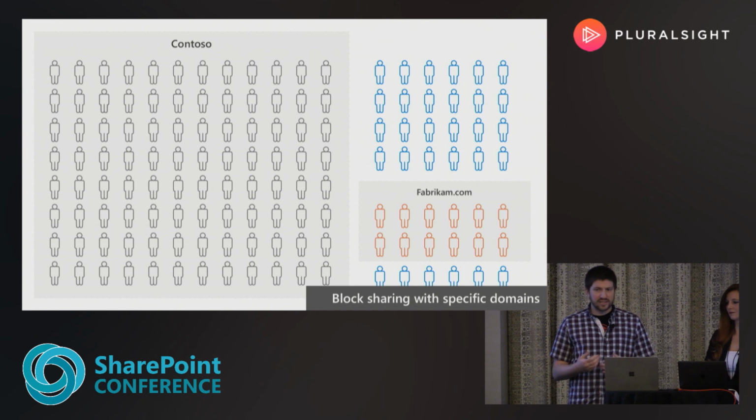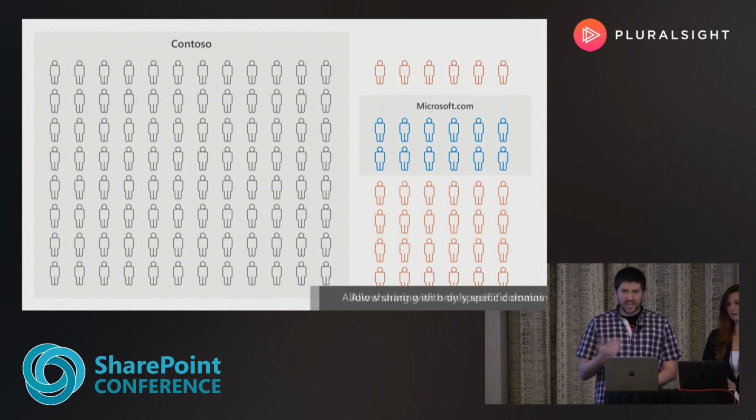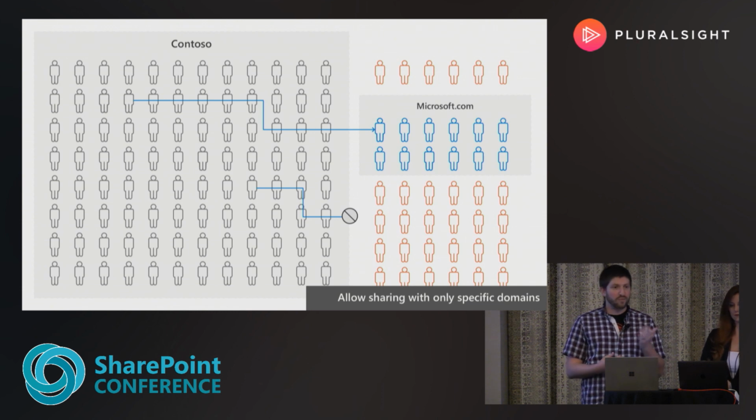Now, you can also do cool things like, say, block sharing with specific domains. So say you have a competitor, in this case fabricam.com, and you want to make sure that documents never get shared to people in that domain, you can set up a deny list and block that type of sharing. On the other side of things, let's say you work with a really trustworthy company that you really like. In fact, you might even go to a conference with them occasionally, say Microsoft.com. You can make it so that you're only allowed to share with people who have Microsoft.com email addresses. Anyone who tries to share with someone outside of that domain will be blocked. Now, the other really cool thing here is you can actually configure this allow and deny list on a per site basis, which means if you want to have one site for sharing with Microsoft and one site for sharing with Fabricam, you can do that too.